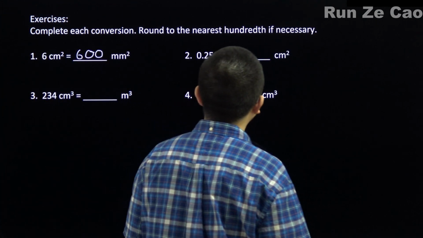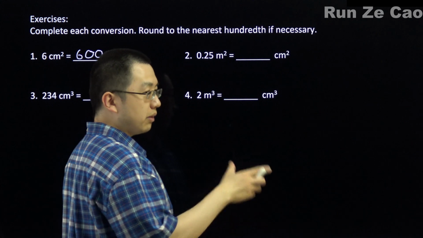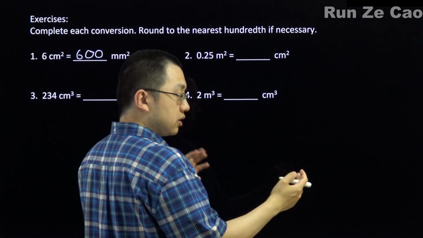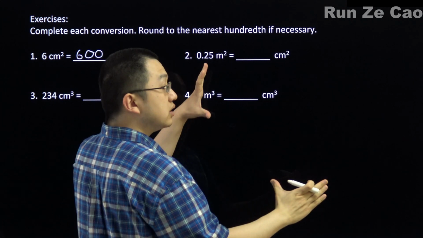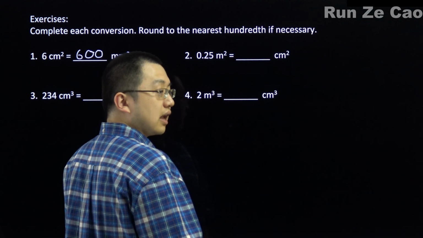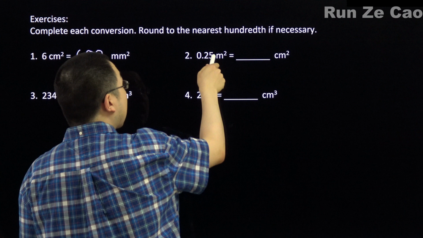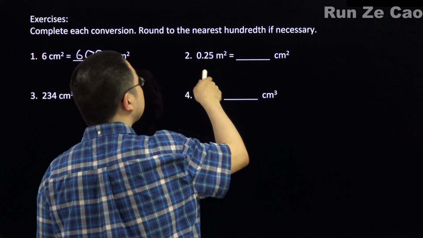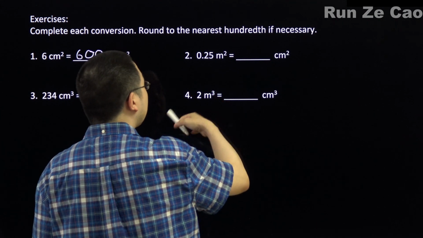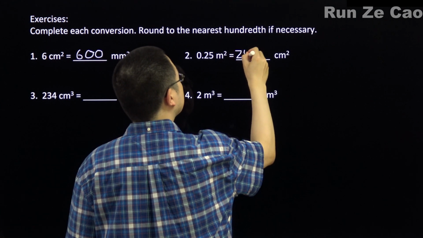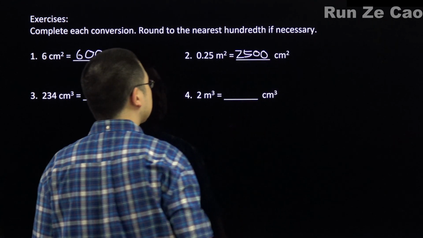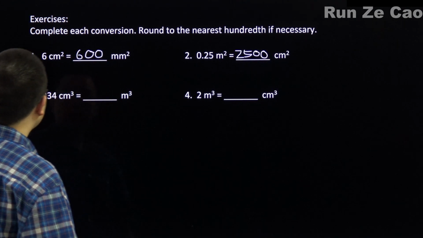0.25 meters squared is how many centimeters squared? Well, 1 meter is 100 centimeters. So 100 times 100 is 10,000. Or in this case, it's literally times 100 times 100. Why? Because 0.25 times 100, oh, 25. And then 2,500. Yeah, that makes the math easier. Okay.